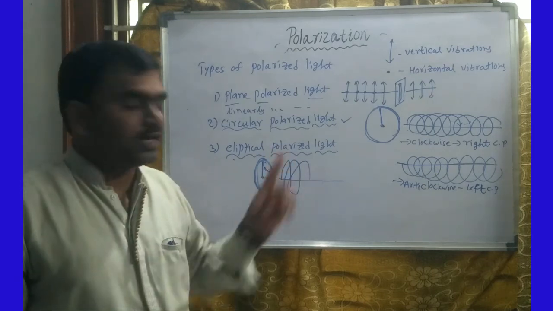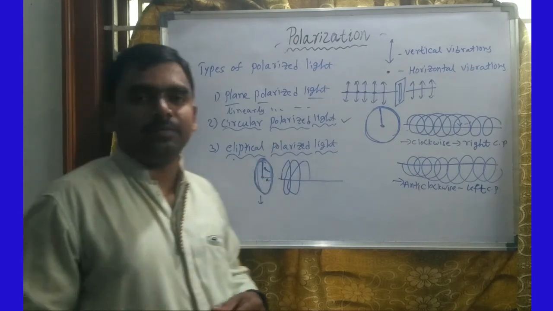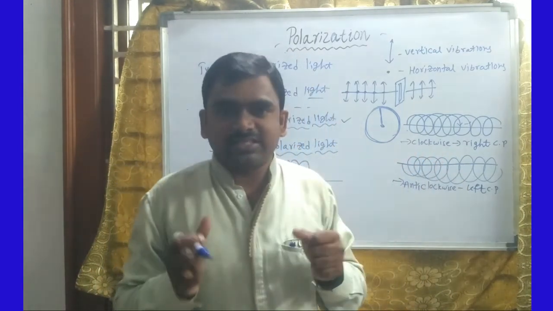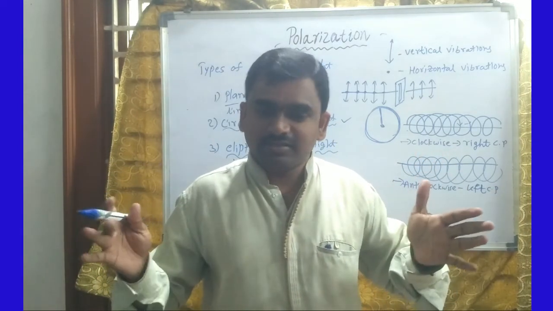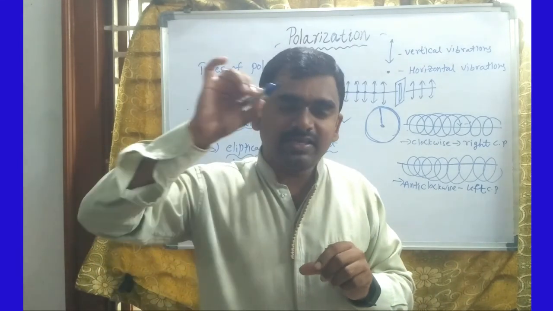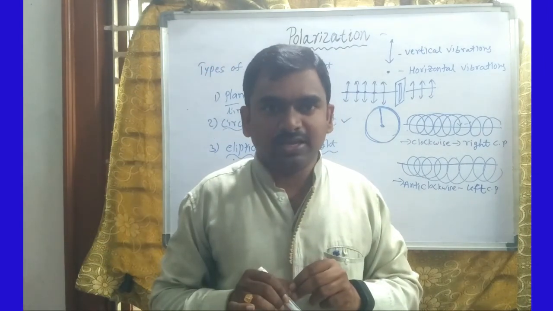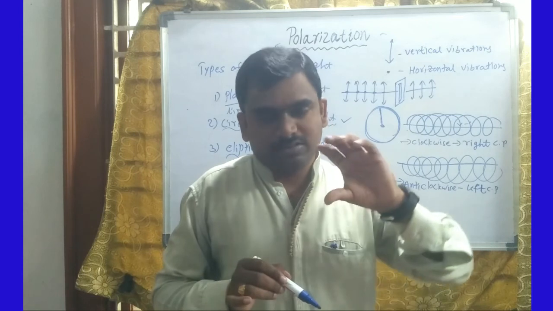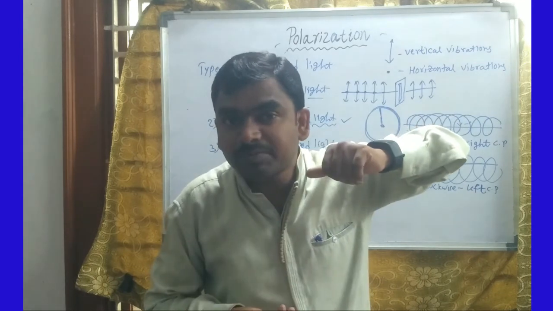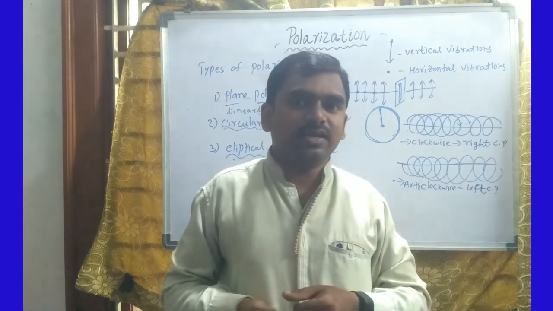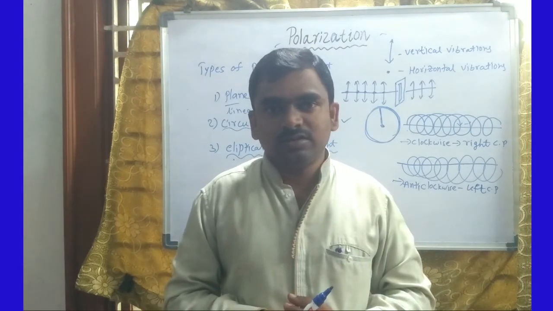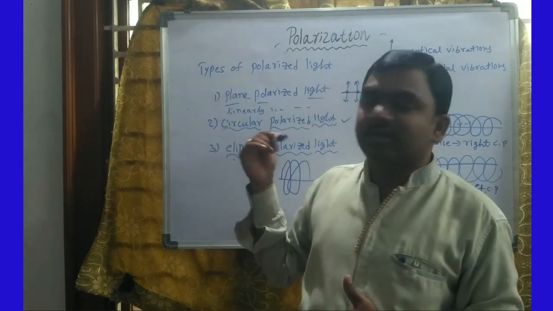We can understand circularly polarized light and also elliptically polarized light by using a slinky. If you take the slinky and press like this, you can observe the vibrations. Suppose you see that the slinky is like a helical path, that means a circle. Suppose you are pressing in one direction, what is the shape of the slinky? Is it an elliptical shape or not? Yes. So like that we can understand the types of polarized light.